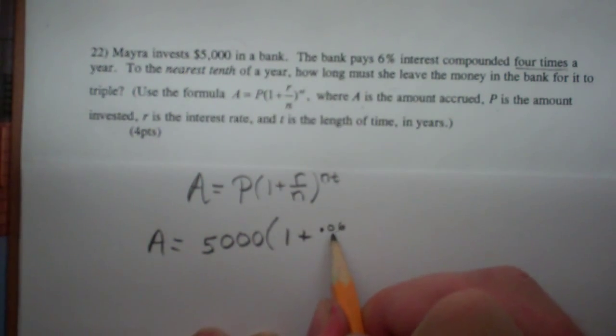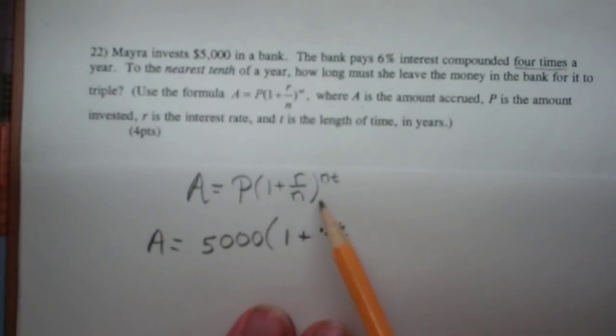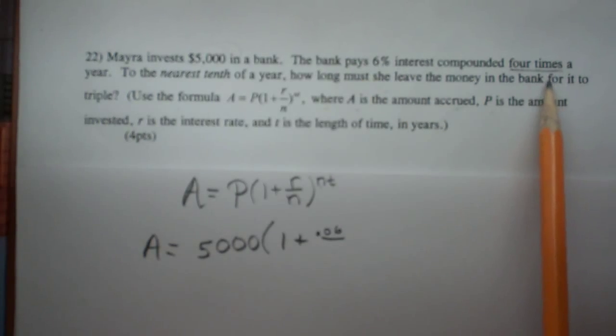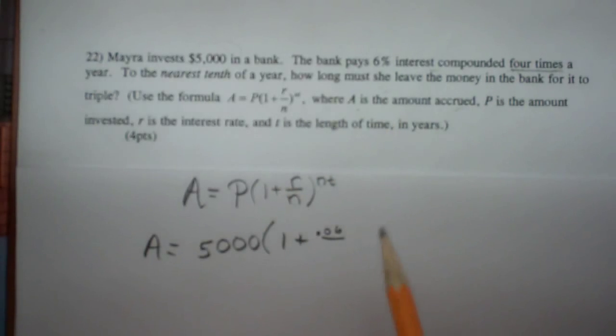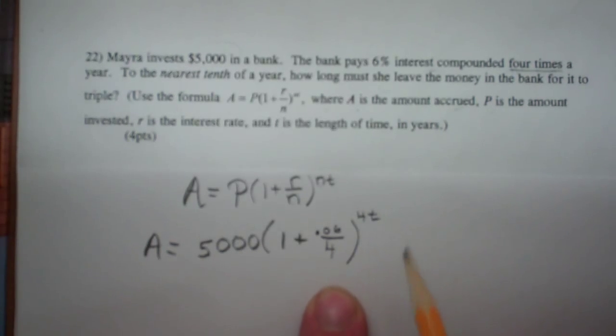So this is 0.06 when you write it as a decimal, divided by n, the number of times that it was compounded. Based on the problem, how many times did it say it was compounded? Well, it says it was compounded 4 times a year. So the value of n is 4 here. This is all raised to the n, which we said is a 4, and then the t, which we do not know yet, but we're going to solve for it, okay?